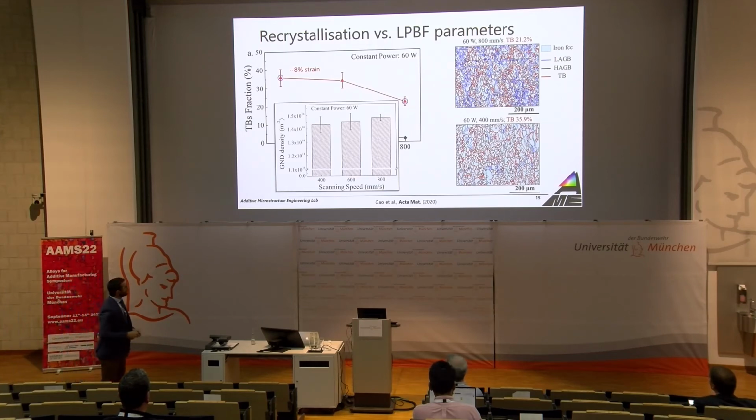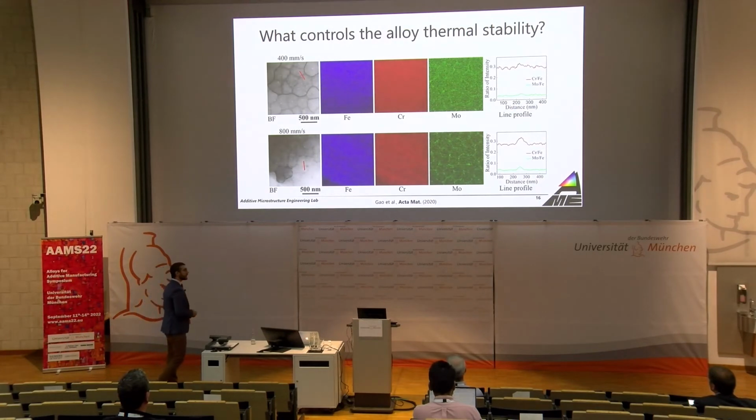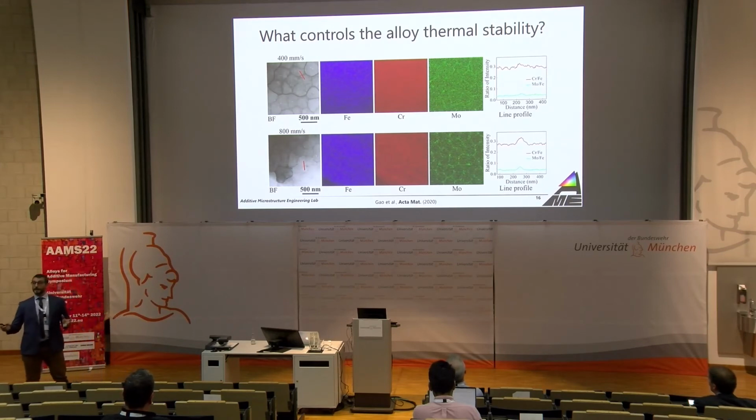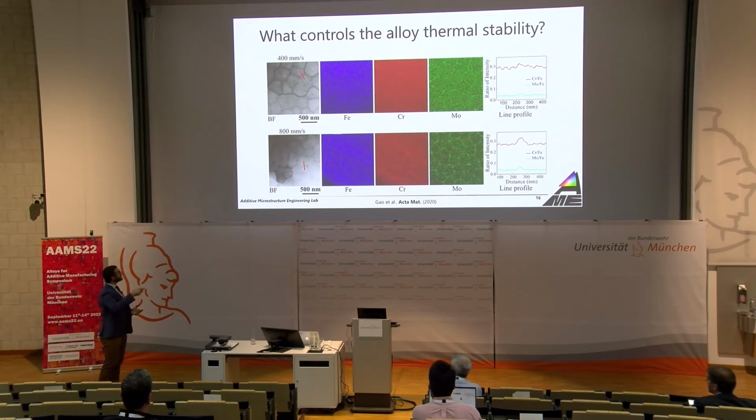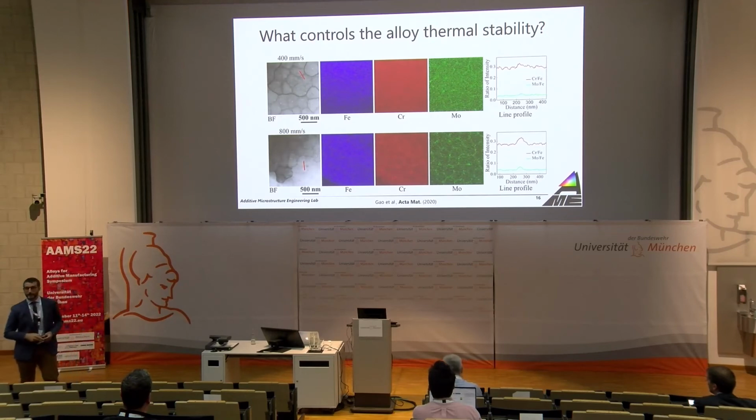And so after digging around, we realized that the controlling feature for recrystallization, for the thermal stability of stainless steel 316L, is what I told you at the very beginning, which is the microsegregation throughout the melt pool. Right? So here you see two TEM micrographs from the 400 mm per second and the 800 mm per second microstructures. We did EDS on those, and you can see that when we go fast, we have significantly higher solute concentration at cell boundaries. And solute here is molybdenum and chromium in stainless steel 316L. When we go slow, we have a much more homogeneous composition throughout the material.